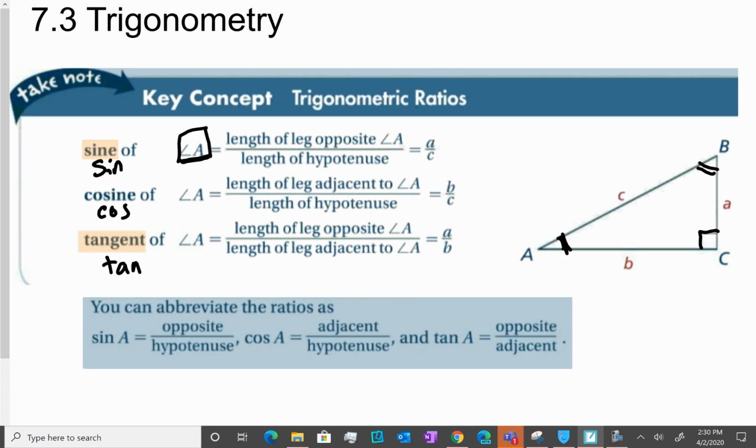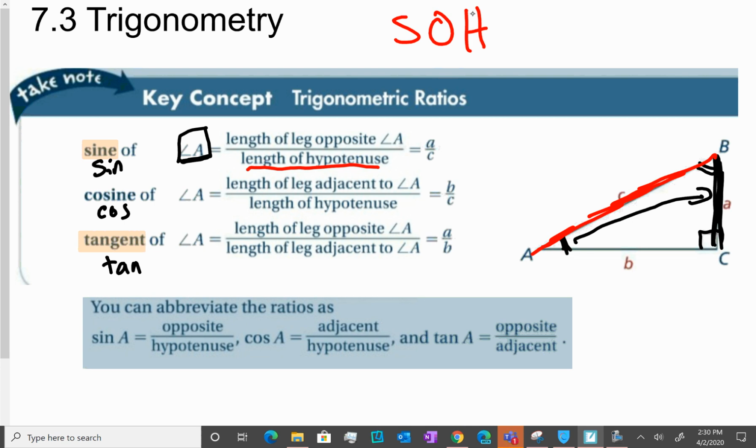So from this perspective of angle A, sine always looks at the opposite of that angle, the side opposite of it, so this side right here, compared to that of the hypotenuse, so the side of the triangle that is the hypotenuse. So sine is always opposite over hypotenuse.